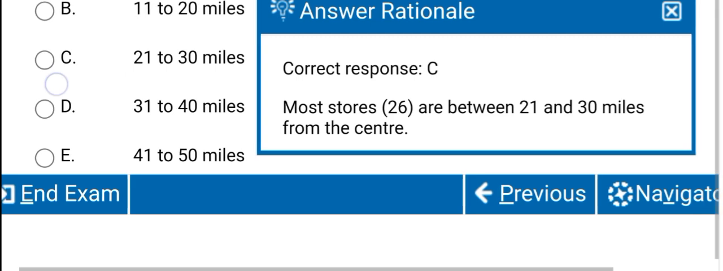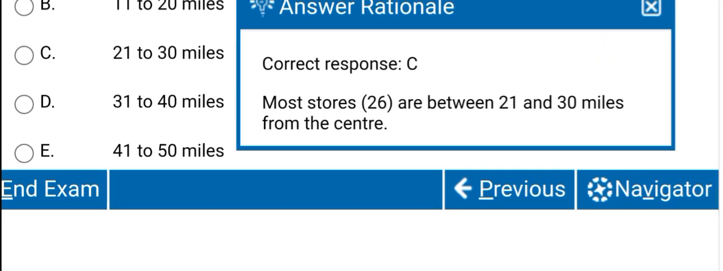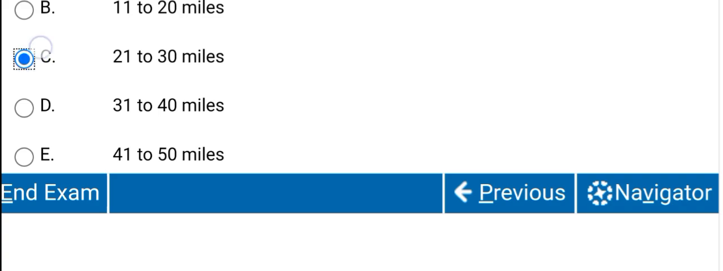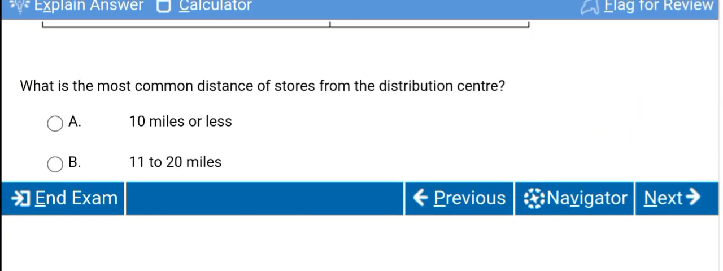So the correct response we have is option C, that most stores, that are 26, are between 21 and 30 miles from the center. That's how we can say that option C is the correct option. 21 to 30 miles is the most common distance of stores from the distribution centers.